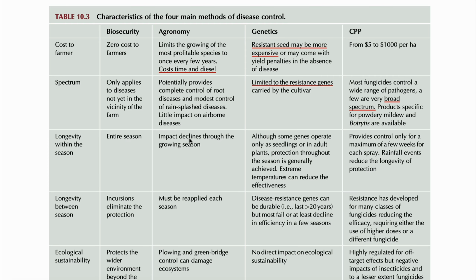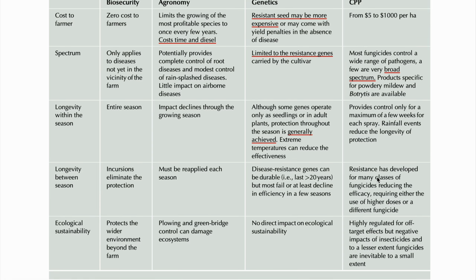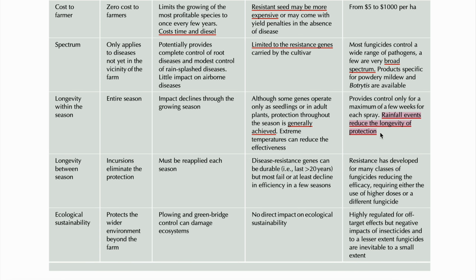For agronomy, the impact declines through the growing season. Okay. For genetics, although some genes operate only in seedlings or in adult plants, protection throughout the season is generally achieved. Very nice. Extreme temperatures can reduce the effectiveness. Okay. For CPP, it provides control only for a maximum of a few weeks for each spray. Rainfall events reduce the longevity of protection. We have studied this in the paragraph.